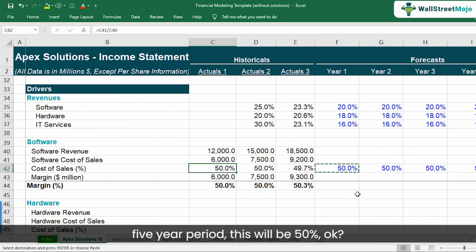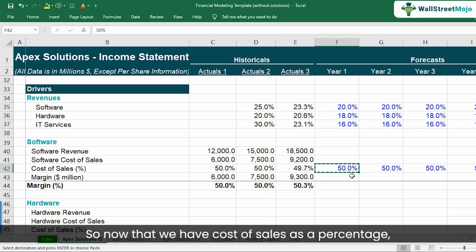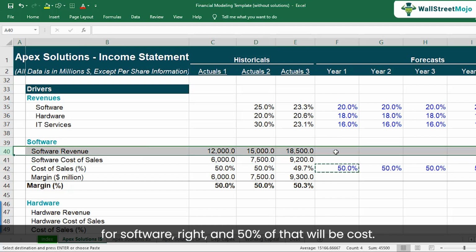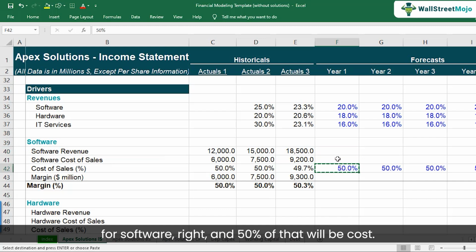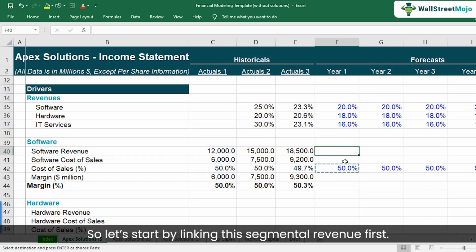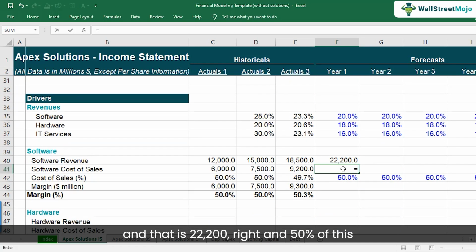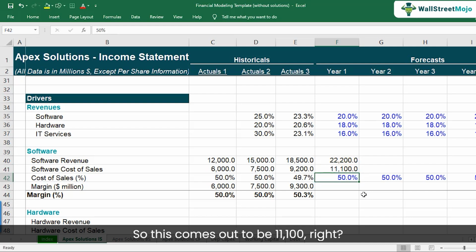be 50%. Okay. So now that we have cost of sales as a percentage, do you think we can calculate the software cost of sales in absolute numbers as well? Yes, we can, because we already have the segmental revenue for software, right? And 50% of that will be cost. So let's start by linking this segmental revenue first. The segmental revenue we have already calculated for software, and that is 22,200, right? And 50% of this will be equal to that software cost of sales, right? So this comes out to be 11,100, right?